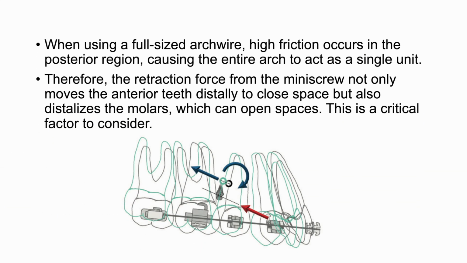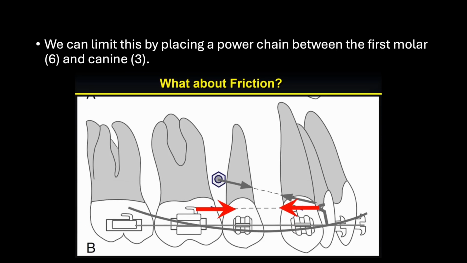Second, because the friction is extremely high, the extraction space might open distally. To counteract this friction, add a light internal power chain, for example 50 to 100 grams, from the molars to the anterior hooks.